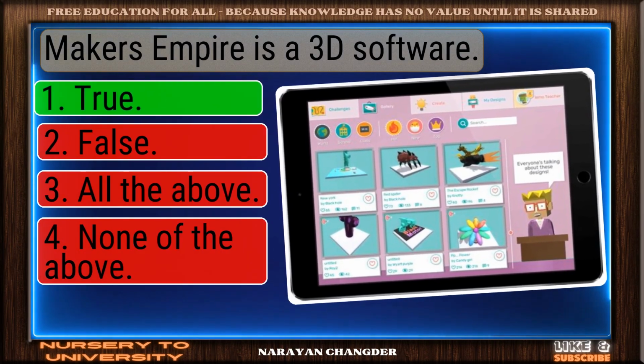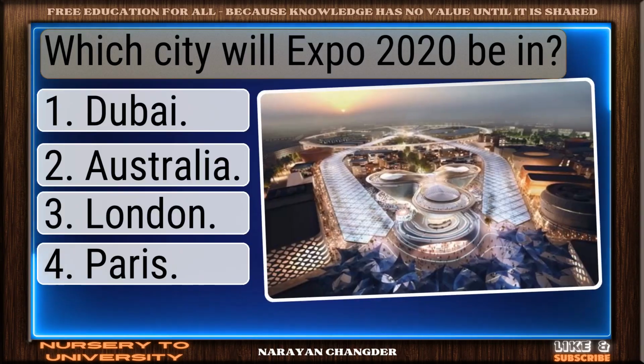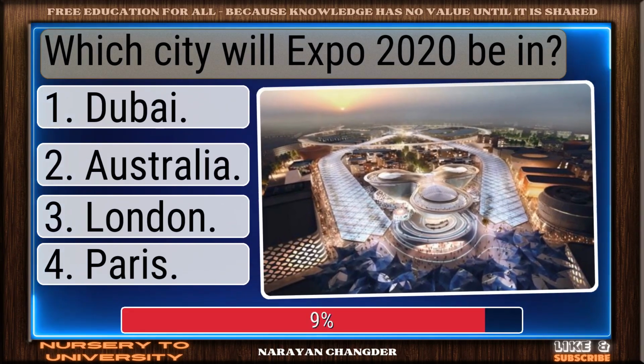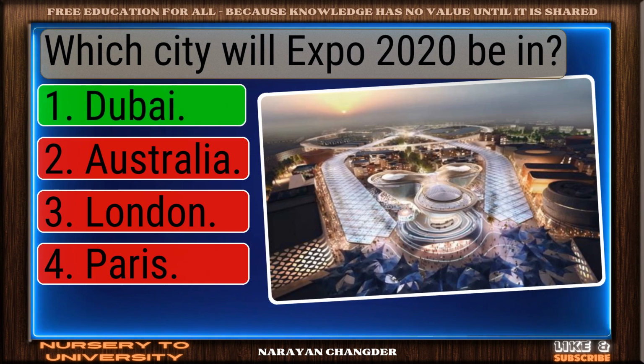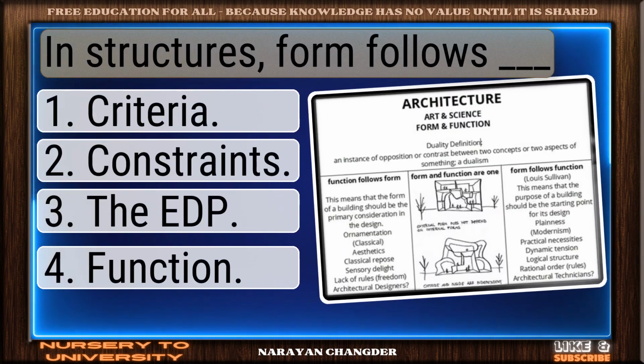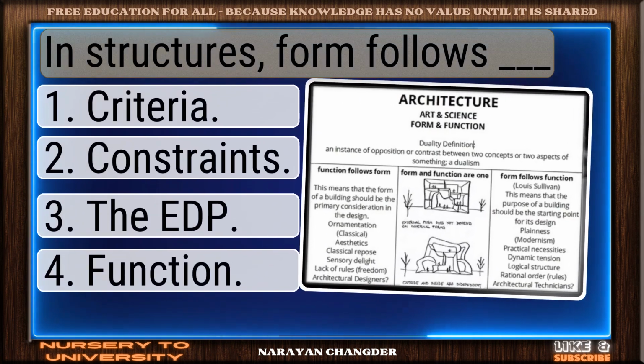Good thinking. True is right. Which city will Expo 2020 be in? Good job, Dubai works well. In structures, form follows dash.